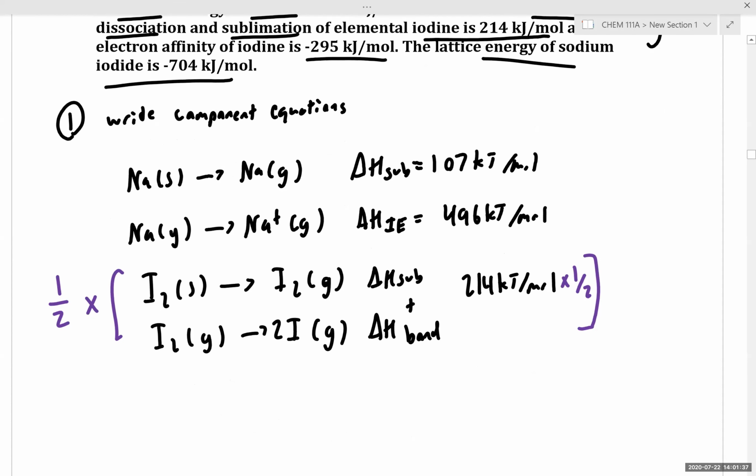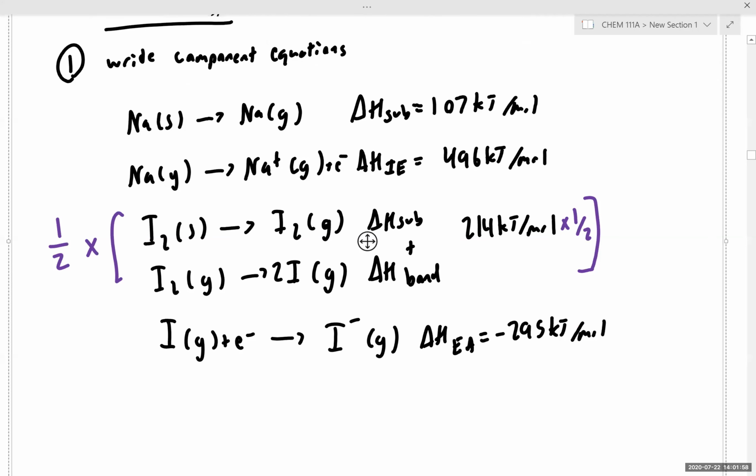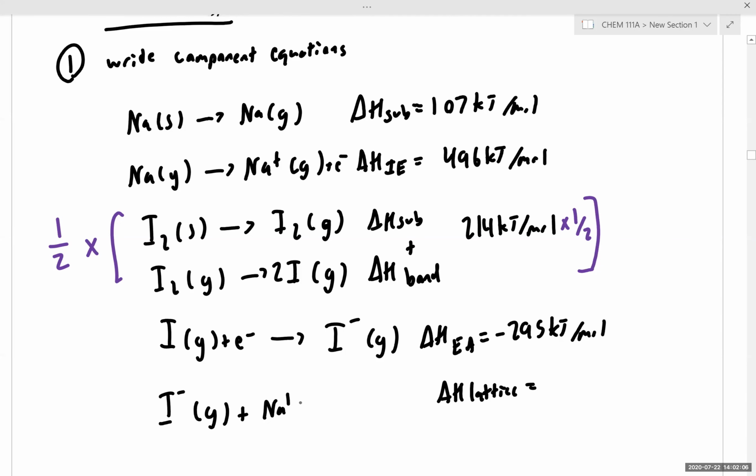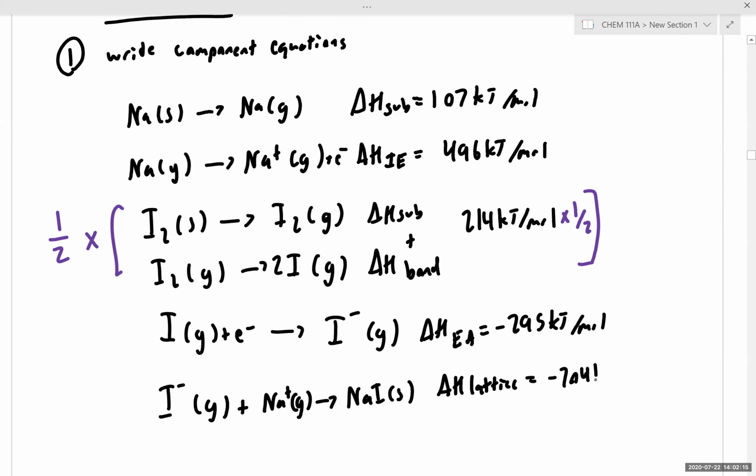So, continuing on, the enthalpy associated with the electron affinity of iodine. So iodine in the gas phase going to I minus is equal to negative 295 kilojoules per mole. And then finally, the lattice enthalpy, which is combining iodide in the gas phase and sodium plus in the gas phase to yield sodium iodide solid. That lattice enthalpy is negative 704 kilojoules per mole.